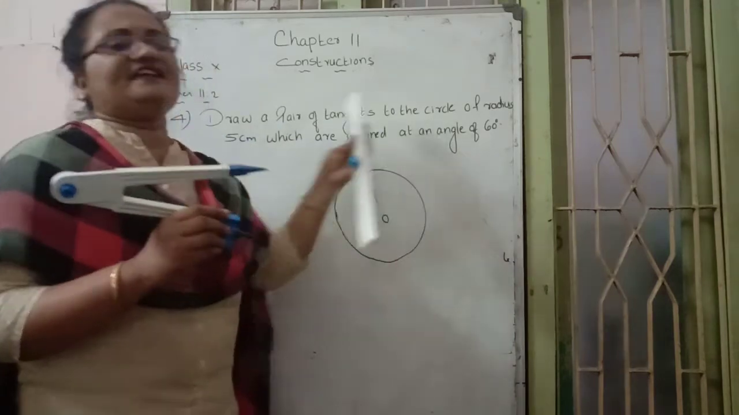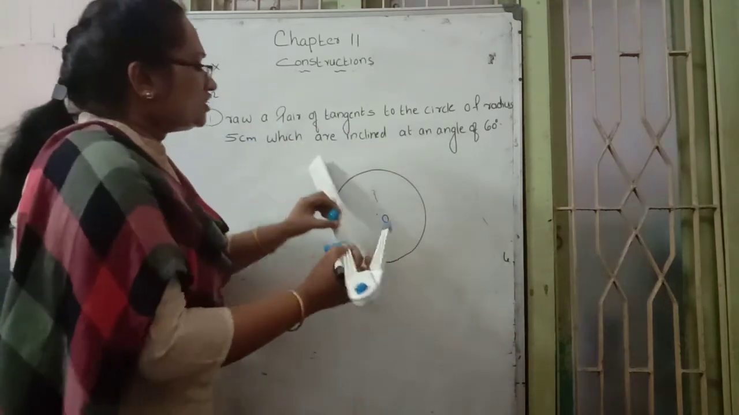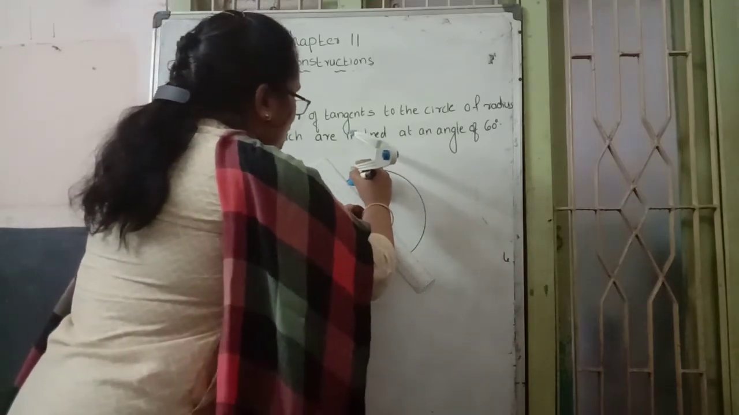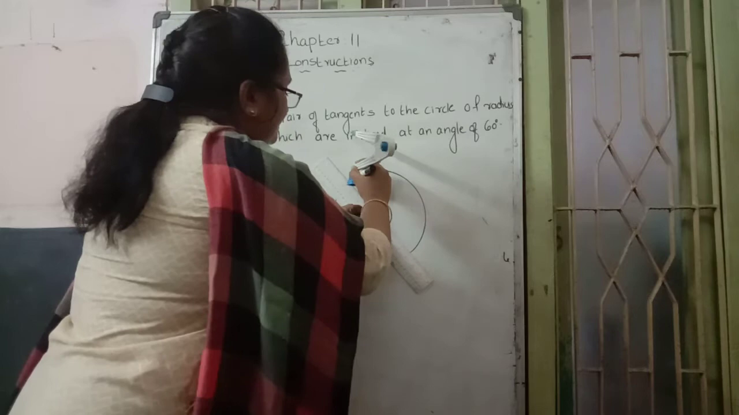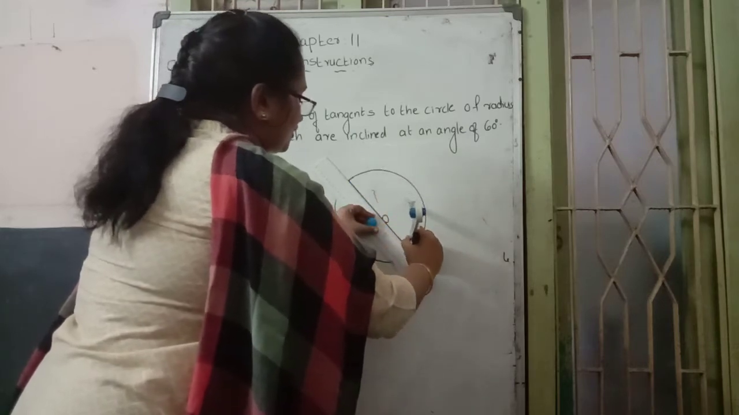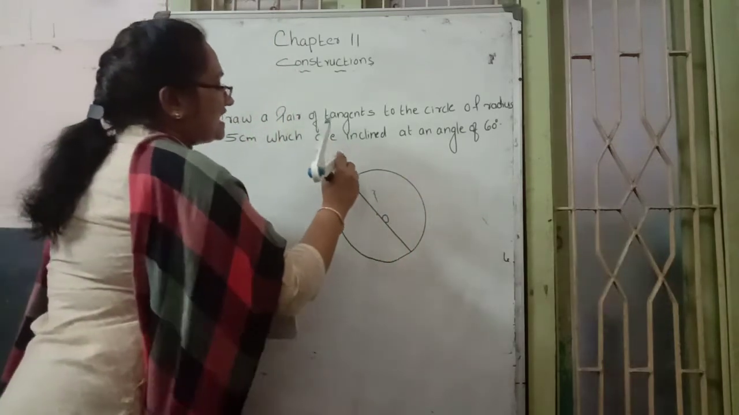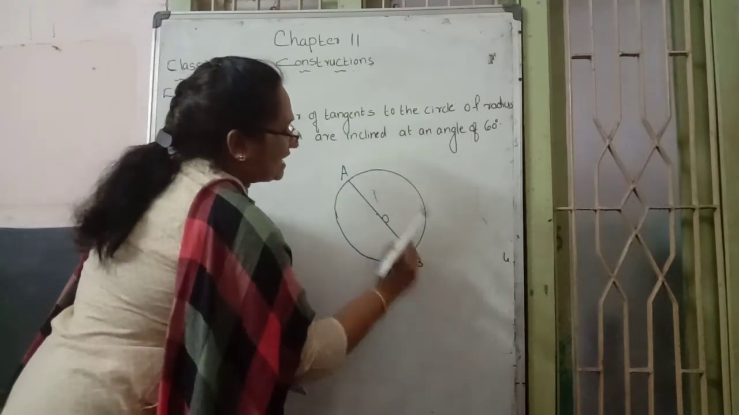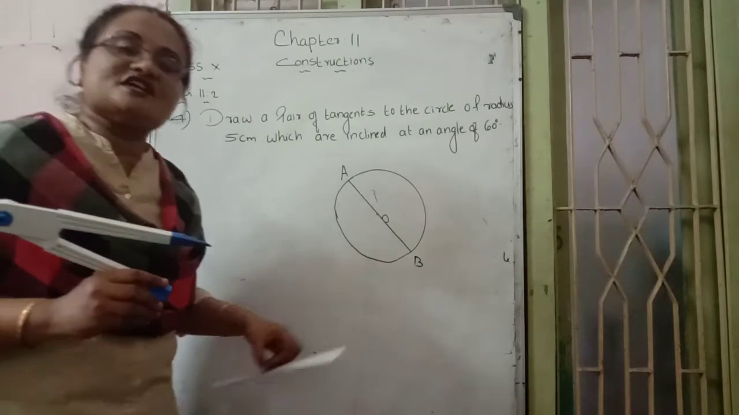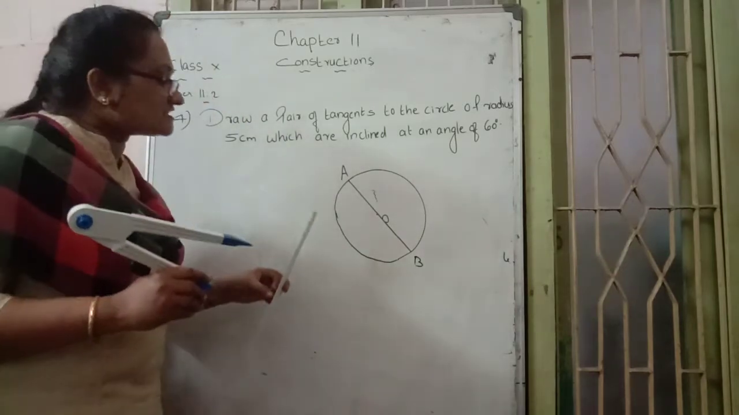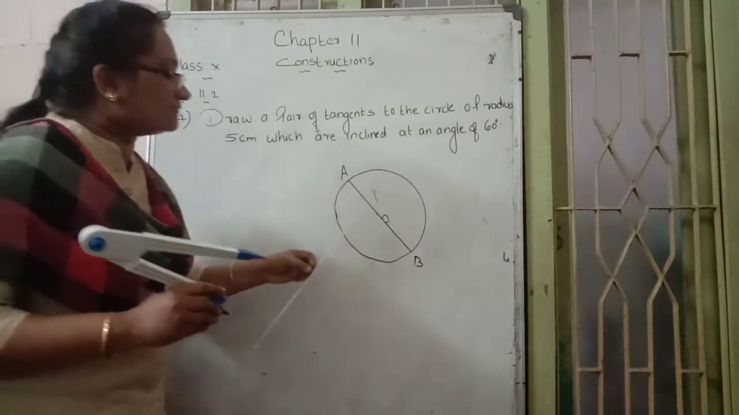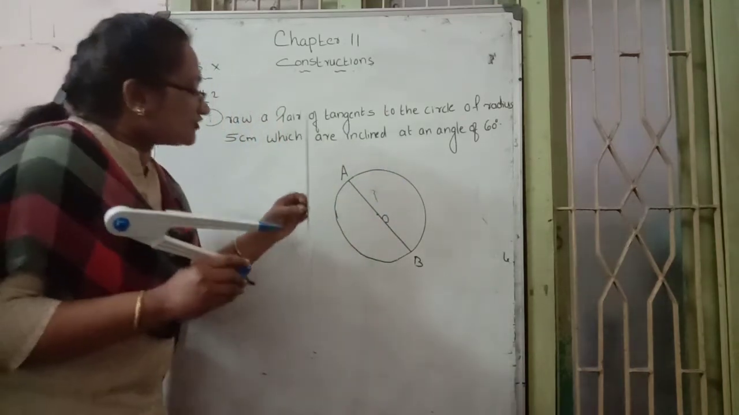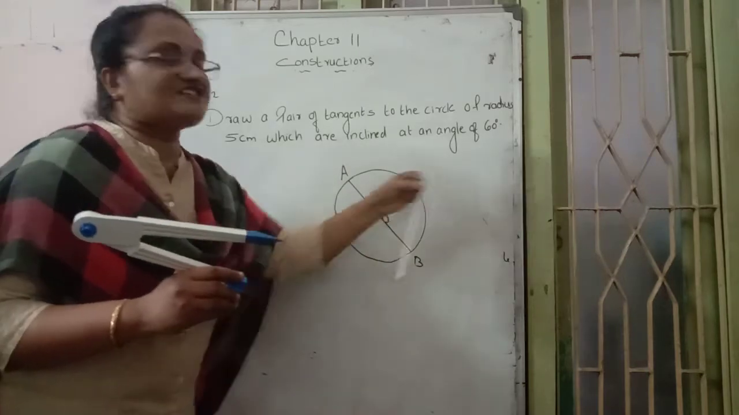Then for the 60 degree construction, through O draw a diameter like this. Mark any names; I mark it as A and B. AOB is a diameter of this circle. Next, O is the center of the circle. From O we draw 60 degrees.